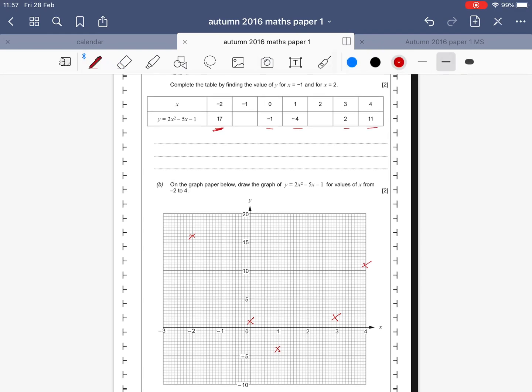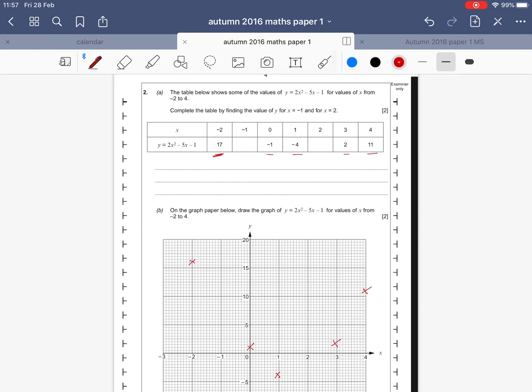So let's go back up to question A. All we need to do is input minus 1 where you've got x. So instead of x, I've got 2 times minus 1 squared, take away 5 times minus 1, minus 1. Careful on your negatives. So minus 1 squared is 1. 2 times 1 is 2. Then we're taking away 5 times minus 1, which is minus 5. And we've got minus 1.